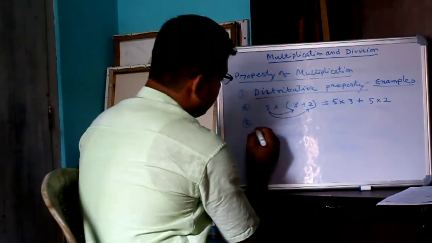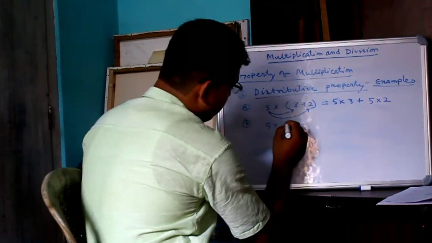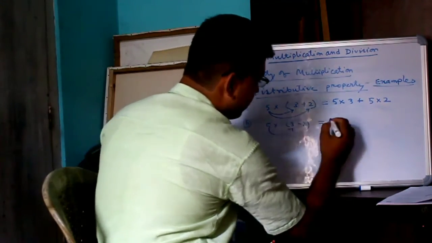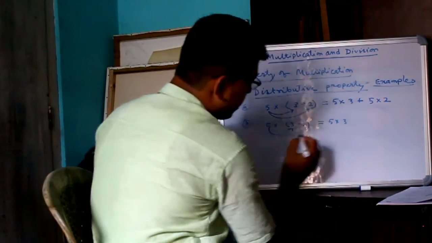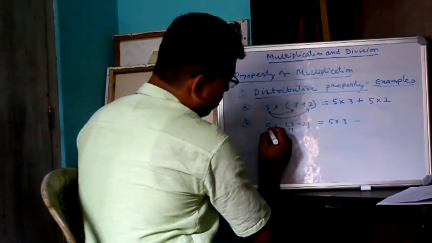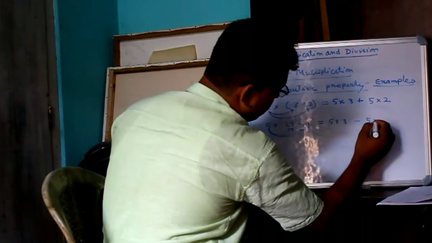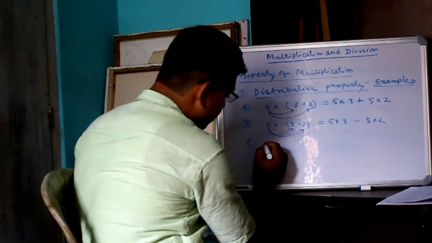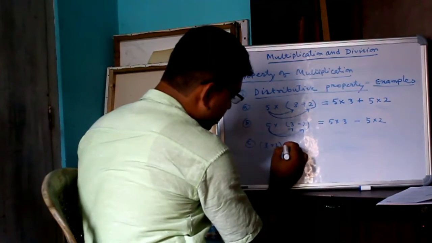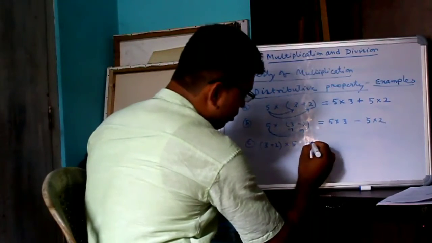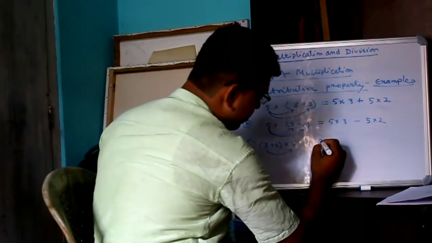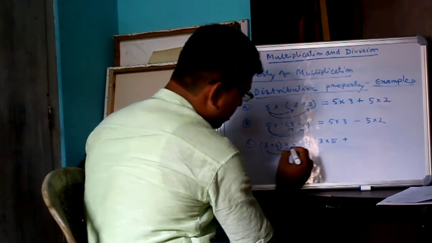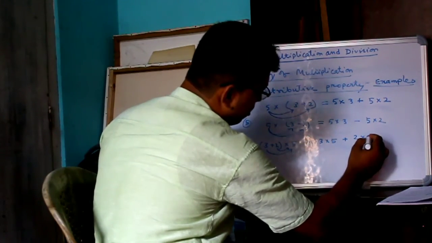Number B, if you see, 5 into 3 minus 2. Same process, 5 into 3 first, then put minus here, then put 5 into 2. Okay? If you see 3 plus 2 into 5, then also same, 3 into 5, then put plus, then put 2 into 5.